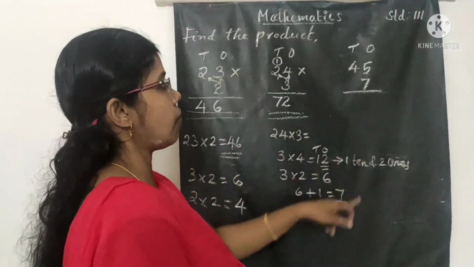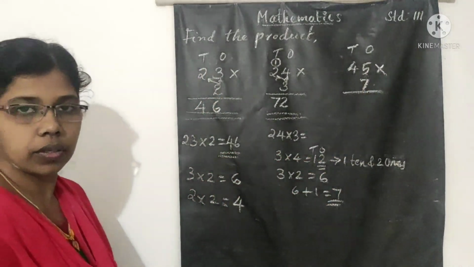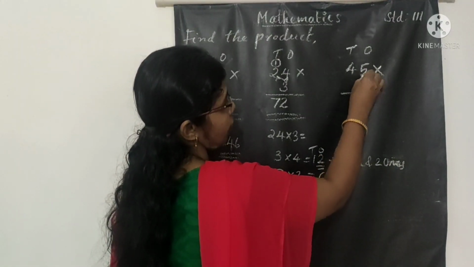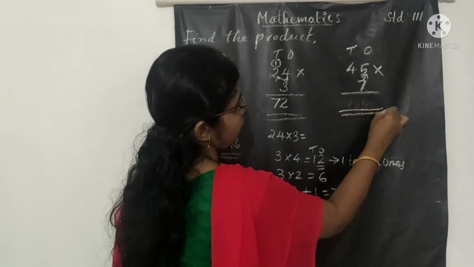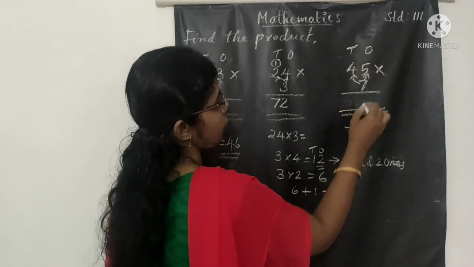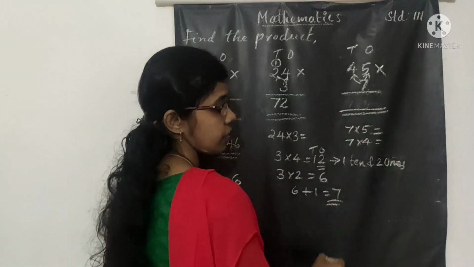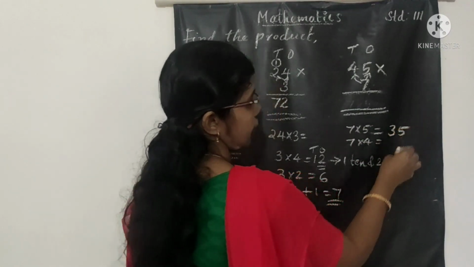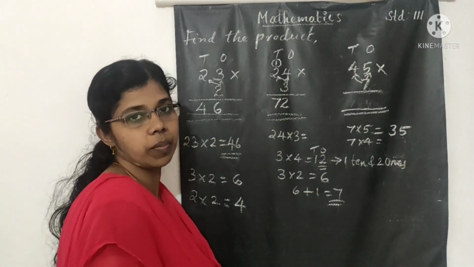45 into 7. Find the product of 45 and 7. Here first multiply 7 into 5, then multiply 7 into 4. What is 7 times 5? Yes, 35. 7 times 5 is equal to 35 using our multiplication table.